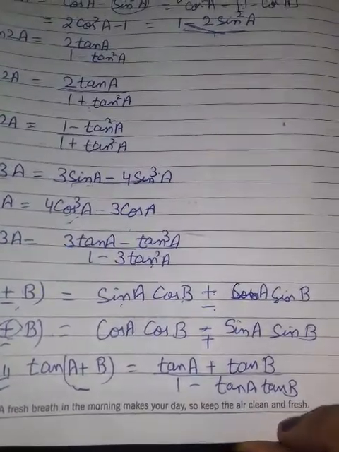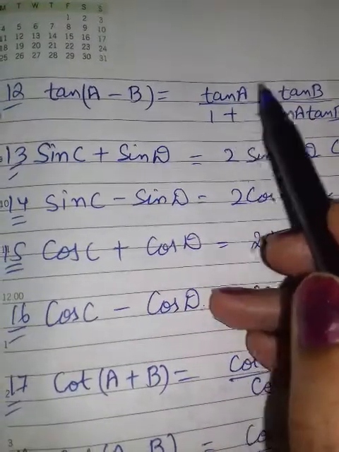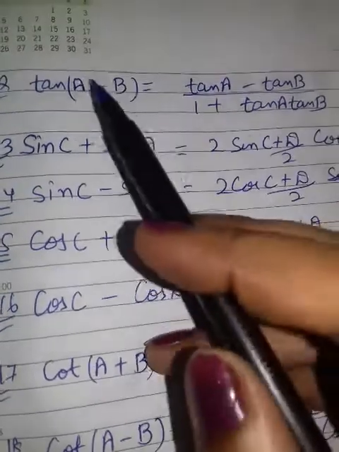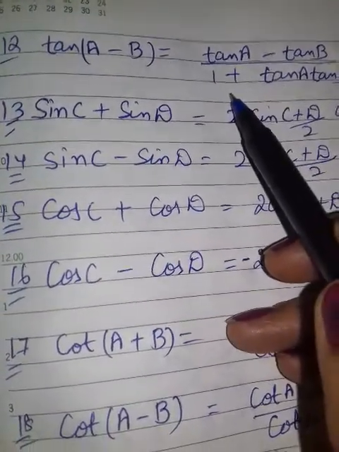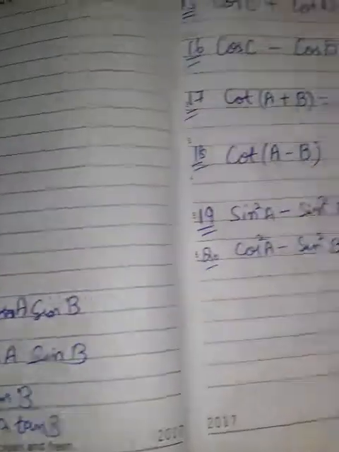In tan of a plus b, firstly you will open tan a plus tan b, then upon 1 minus tan a tan b. Clear? Next one is tan of a minus b. This is equal to tan a minus tan b upon 1 plus tan a tan b. Minus times minus, and you will take the opposite of this. Similarly, you have taken here also. Plus times plus and an opposite in denominator.